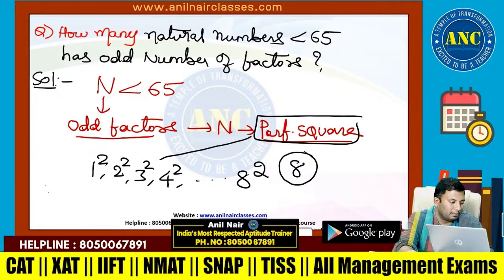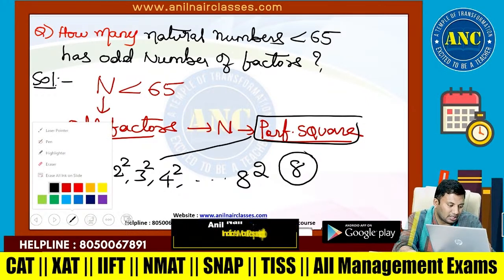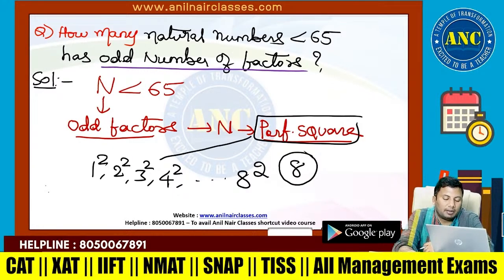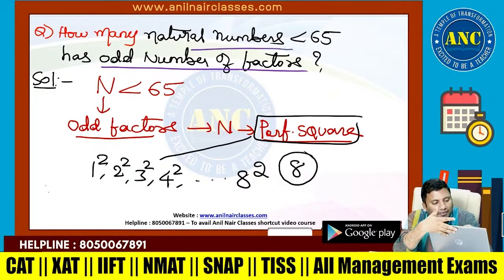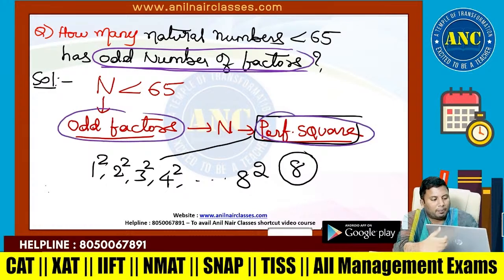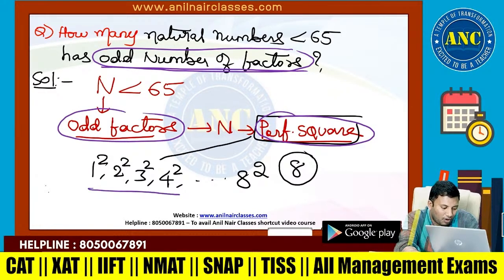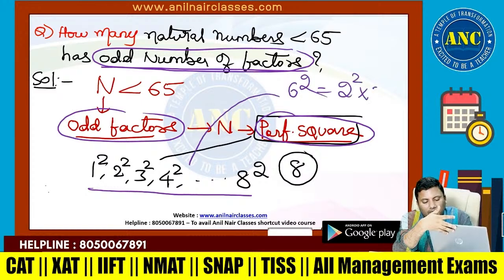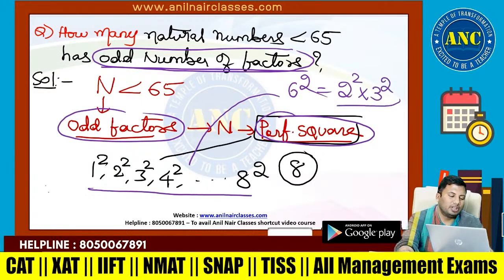How many natural numbers less than 65 have an odd number of factors? An odd number of factors is nothing but a perfect square. What are all the perfect squares less than 65? 1 square, 2 square, till 8 square. Naveen, there is one number here, 6 square, which will answer your question, which is 2 square into 3 square. These are two perfect squares. I hope it is clear. Another question.